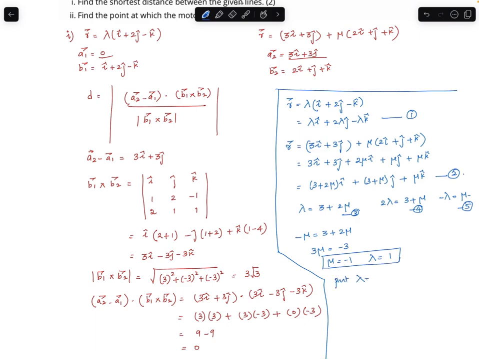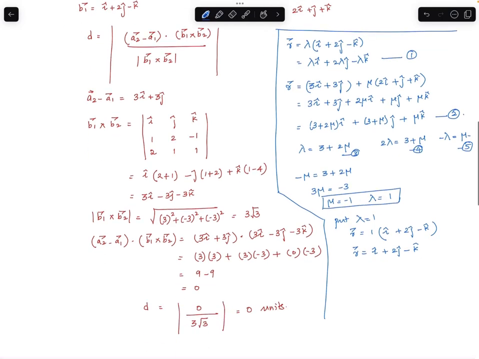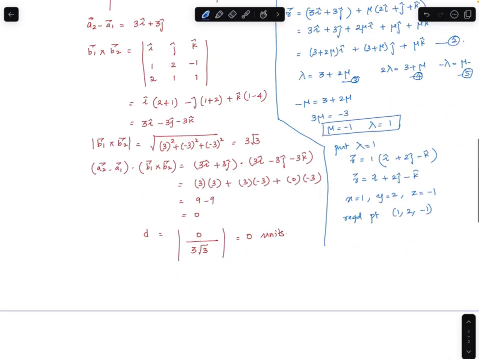Substituting the value of lambda equal to 1 in equation 1, we get r vector is equal to 1 times (i plus 2j minus k). That is, r vector is equal to i plus 2j minus k. Comparing with the standard form xi plus yj plus zk, we get x is equal to 1, y is equal to 2 and z is equal to minus 1. This is the point where both the motorcycles collide.